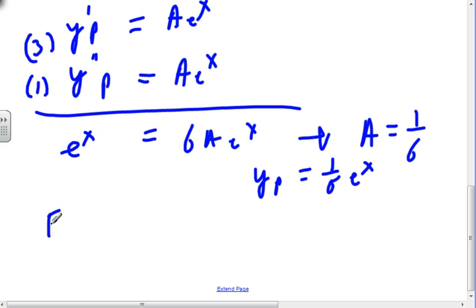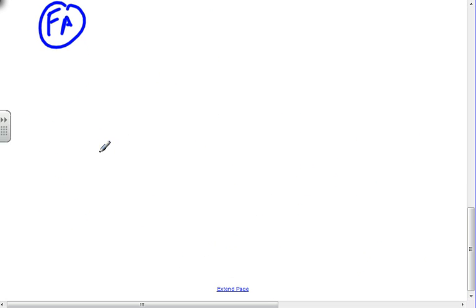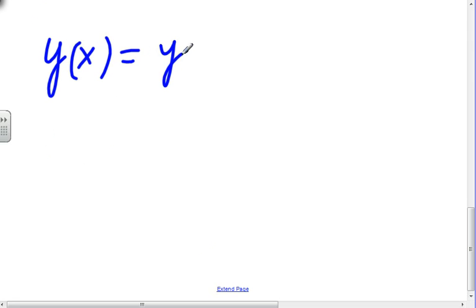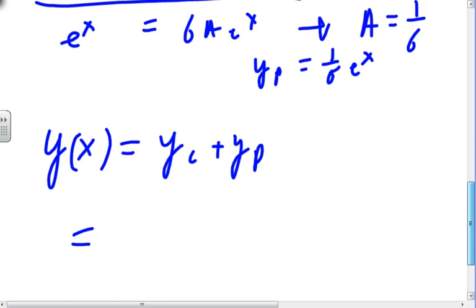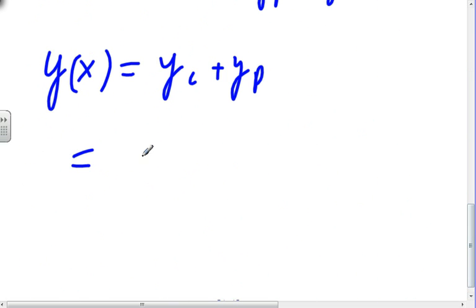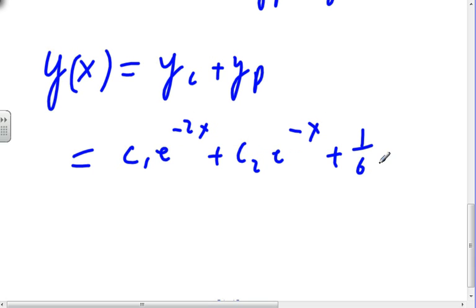Writing down the final answer. Final answer, y sub g, no, not final answer, because I still have initial conditions. Darn. All right, so y sub g is equal to the homogeneous solution plus the particular solution. And I wrote that down because I forgot what it was. C1 e to the minus 2x plus C2 e to the minus x plus 1/6 e to the x. So that's my general solution, but I have to solve for initial conditions.